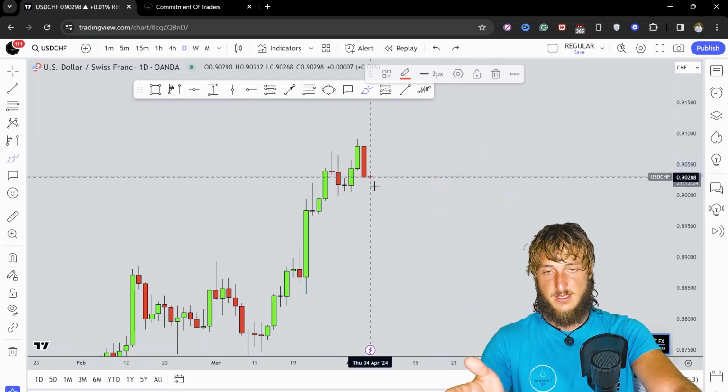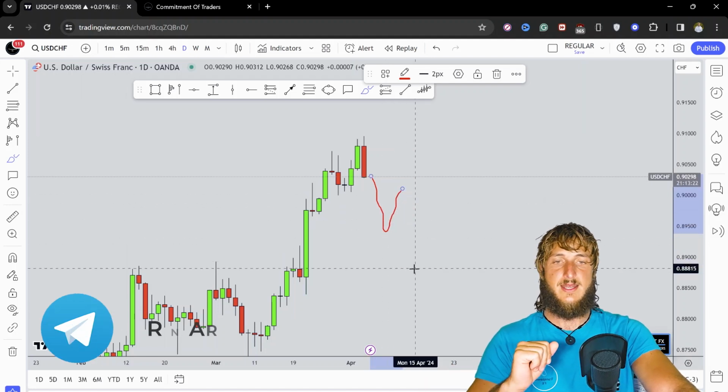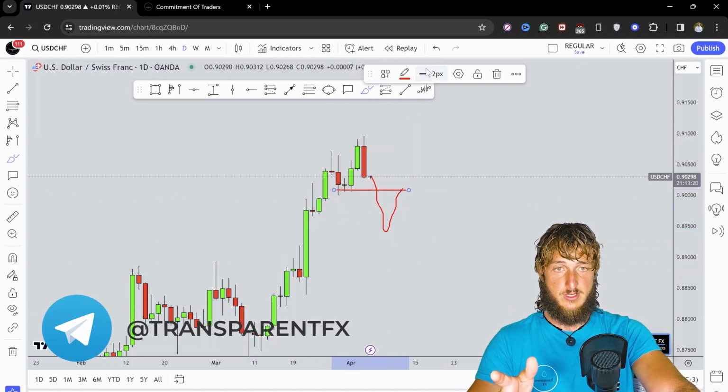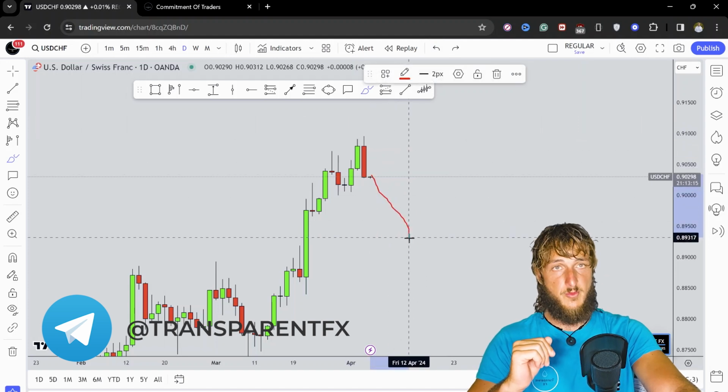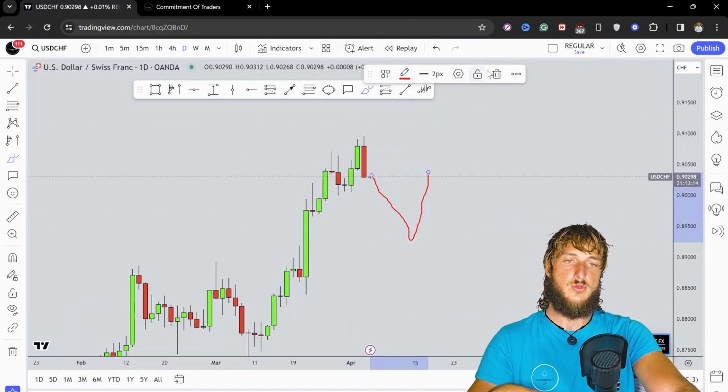So what we could expect here is a bit more bearish price action and then a rejection to the upside, completing the M pattern, which would also create a deeper correction that we wanted to see from a weekly perspective and then the continuation to the upside.